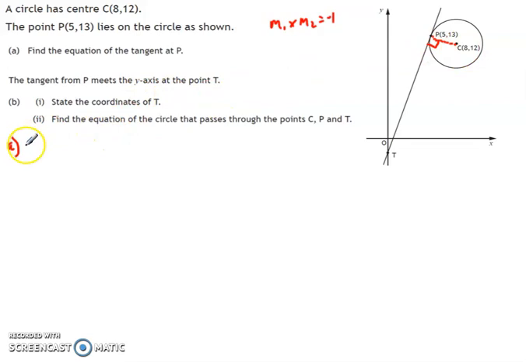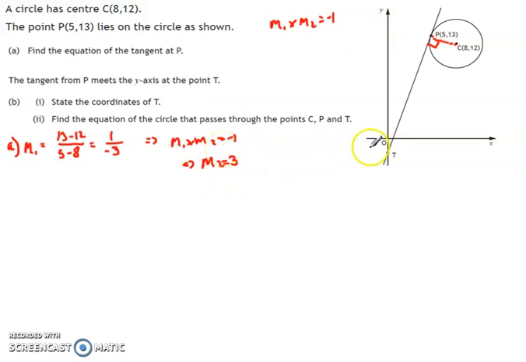So what I'm going to do is calculate my m1, my gradient there. So I'm going to do 13 take away 12 over 5 take away 8. So 13 take away 12 is 1, 5 take away 8 is -3. So it's -1/3. So for the equation of the tangent, I'm going to use the fact that m1 times m2 is -1. So m2, the gradient of my tangent, is equal to 3.